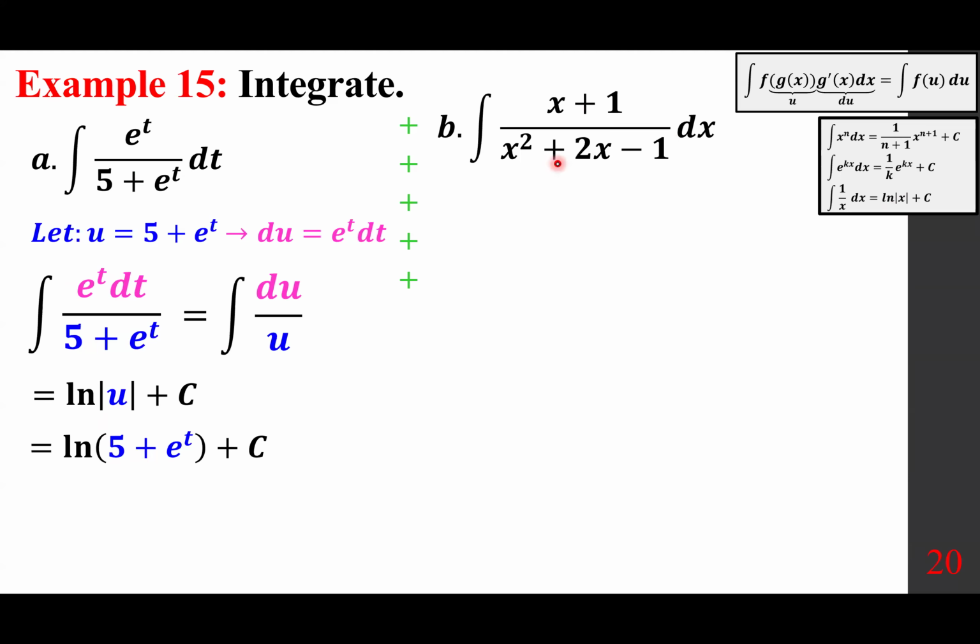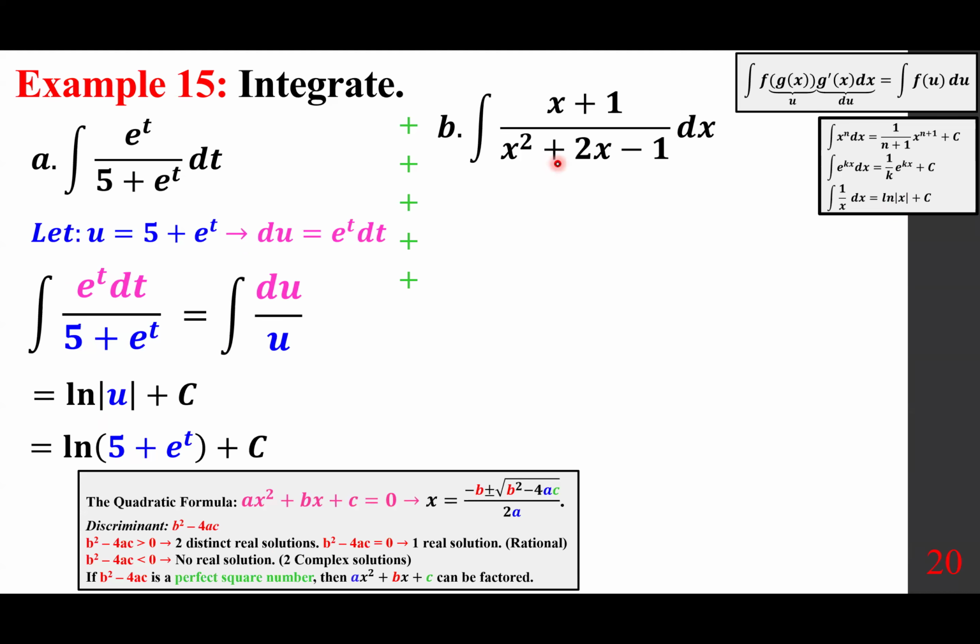Rational, first thing first, can I simplify it? Well, I'm reminding you of the quadratic formula: ax squared plus bx plus c equal to 0 results in x being minus b plus or minus the square root of b squared minus 4ac over 2a. b squared minus 4ac is important. It's called the discriminant because it gives you a lot of information.